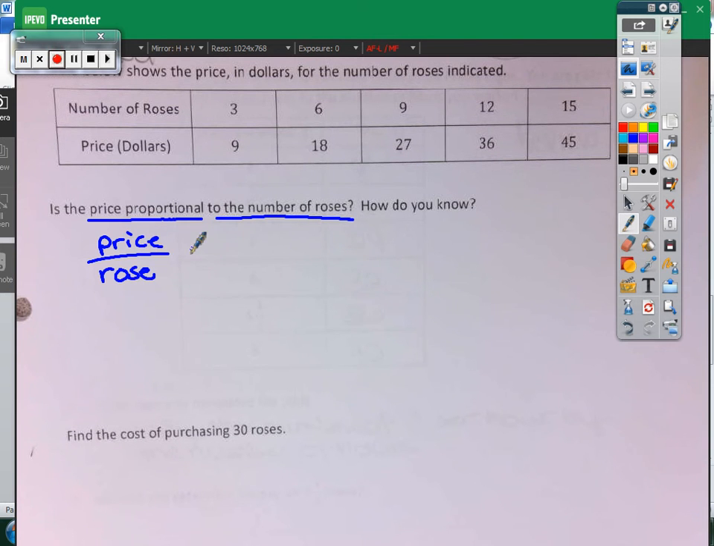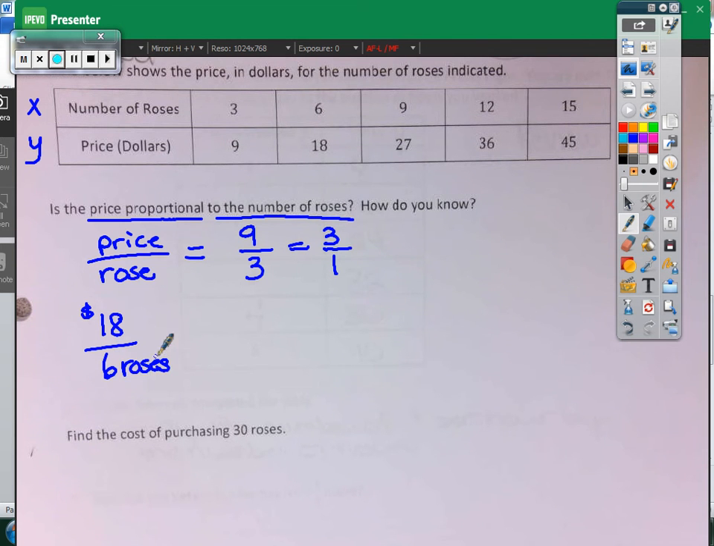So if I'm looking for the price per rose, my first one should be, in this case then, if this is my X and this is my Y, my price is $9 for 3 roses. When I divide that out, I end up with $3 per 1 rose. That's my first column. When I check the second column, we would need to do the same thing. So my price is $18 for 6 roses. When I divide again, that ends up being $3 per rose, or per 1 rose. Okay, third one would be $27 for 9 roses. When I divide that out, I still end up with my $3 per 1 rose.